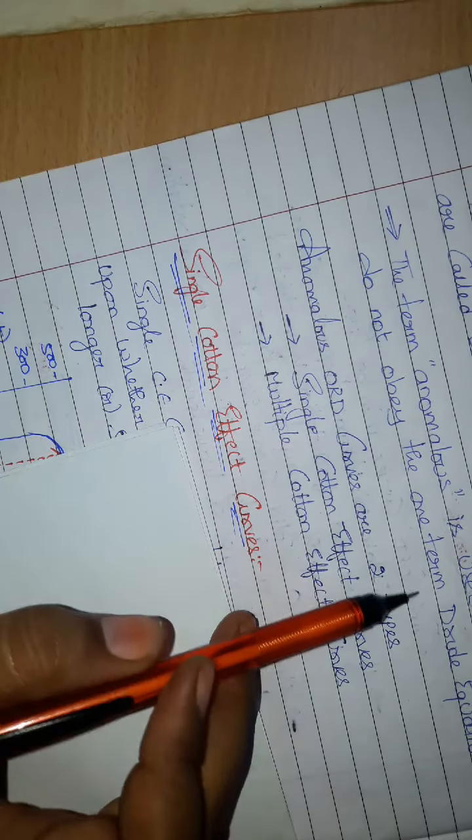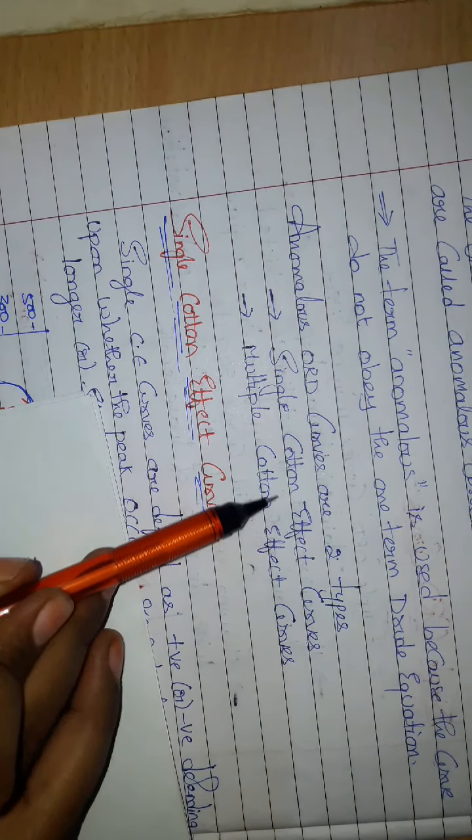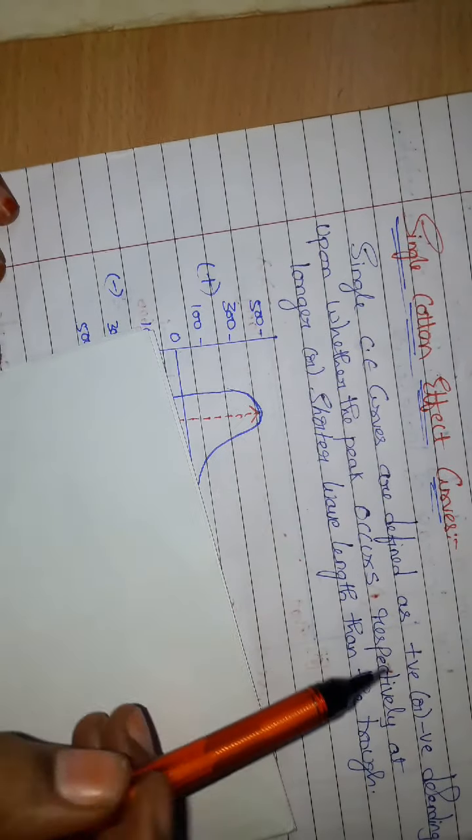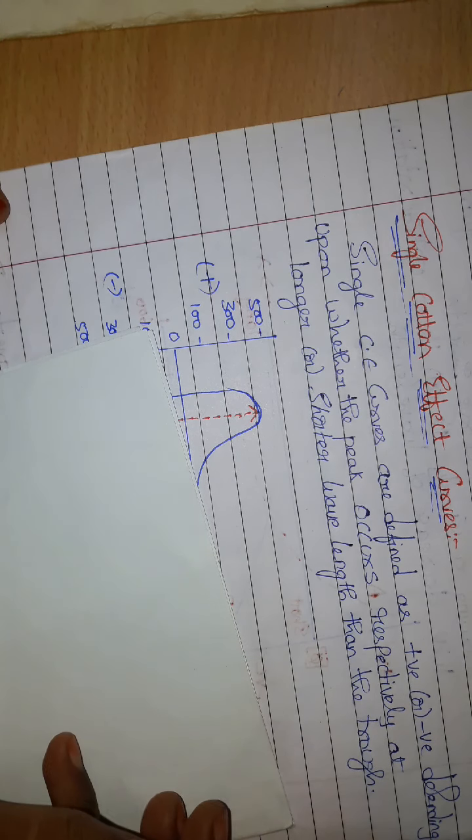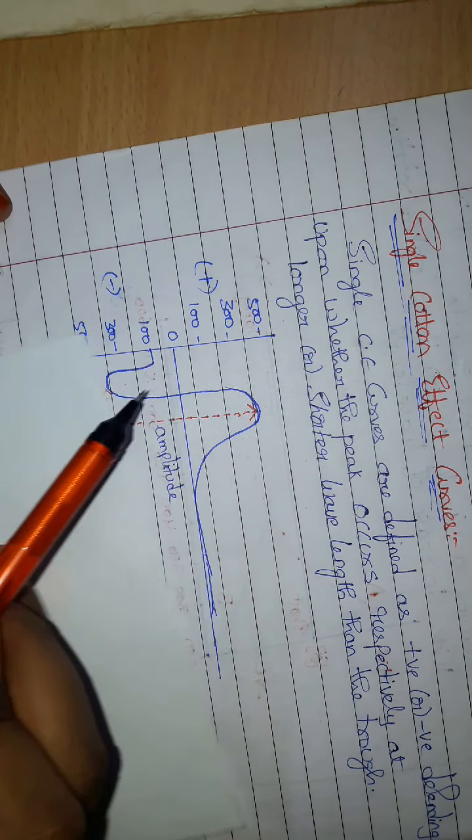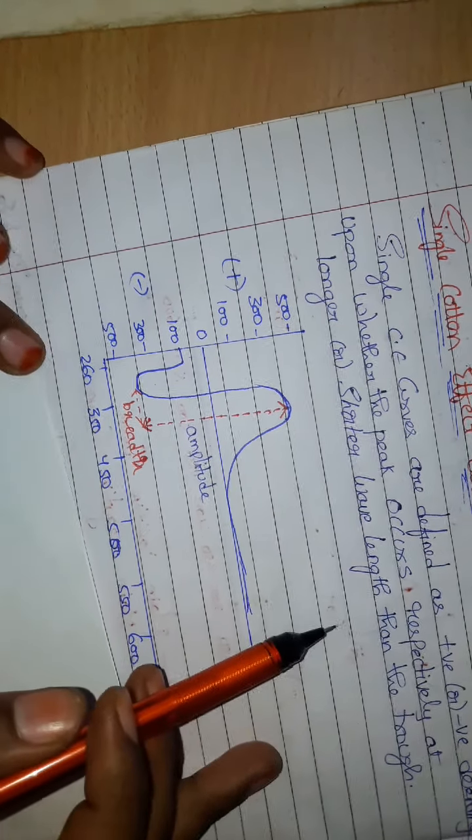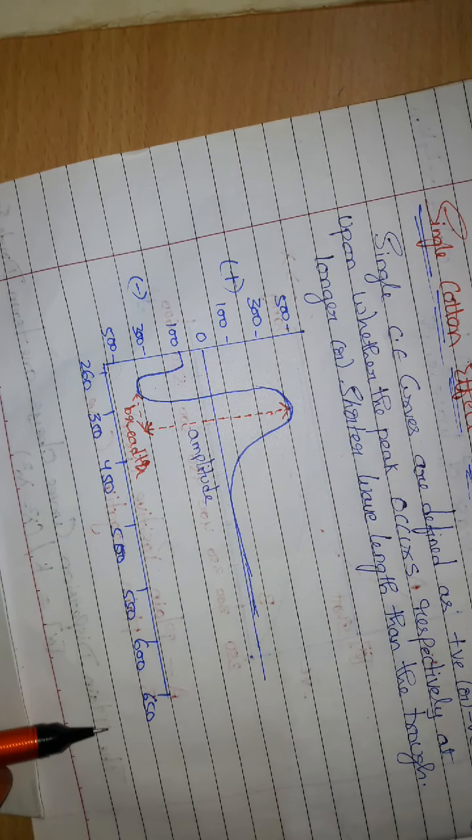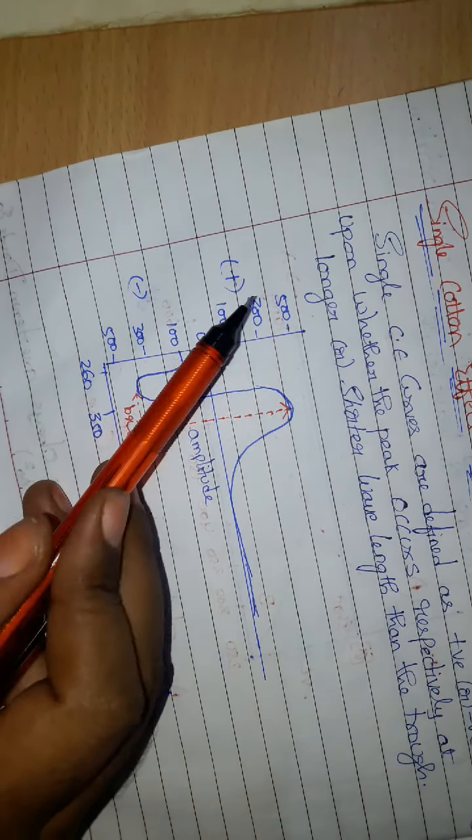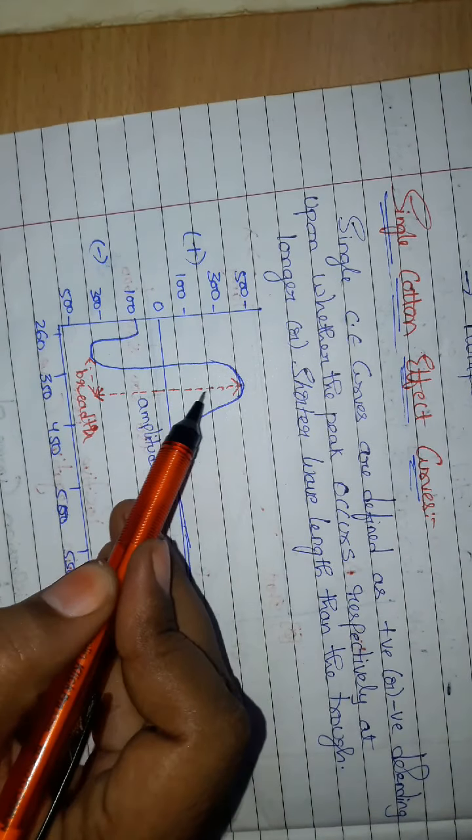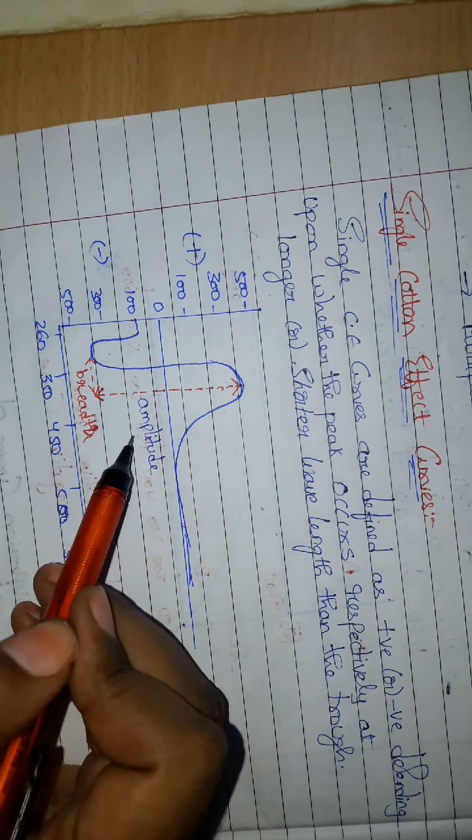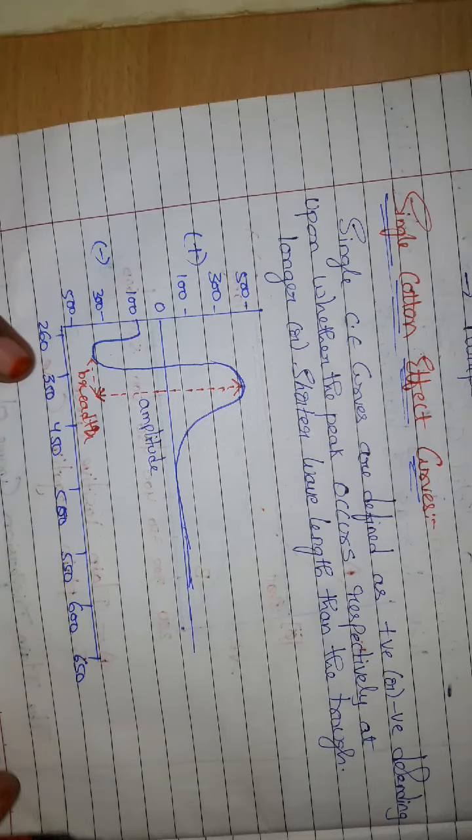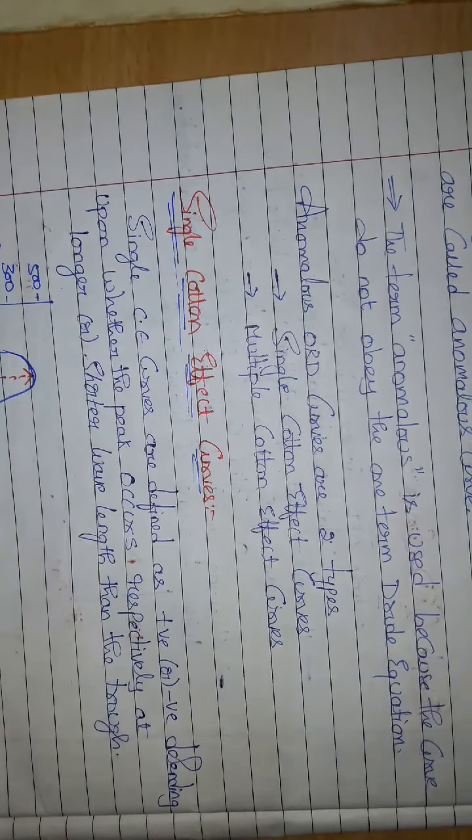Again, anomalous ORD curves are classified into two types: single Cotton effect curves and multiple Cotton effect curves. Single Cotton effect curves are defined as either positive or negative, depending upon whether the peak occurs at longer wavelength or shorter wavelength. It has a trough and a peak. The x-axis is wavelength and the y-axis is optical rotation. The vertical distance between the peak and trough is considered the amplitude, and the horizontal distance between peak and trough is taken as the breadth. So this is all about single Cotton effect curves.